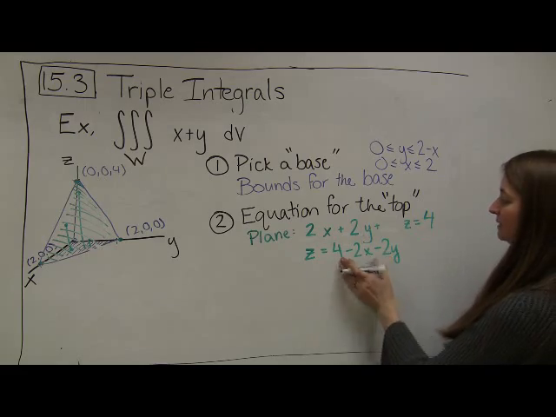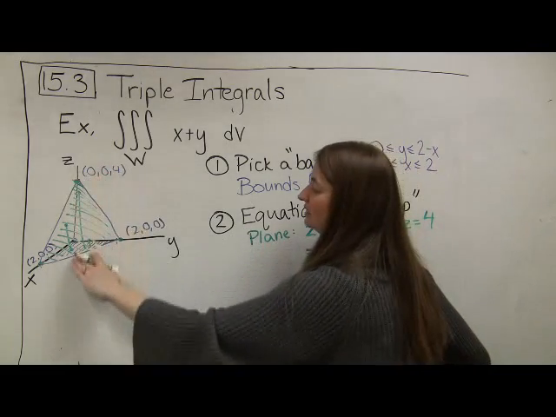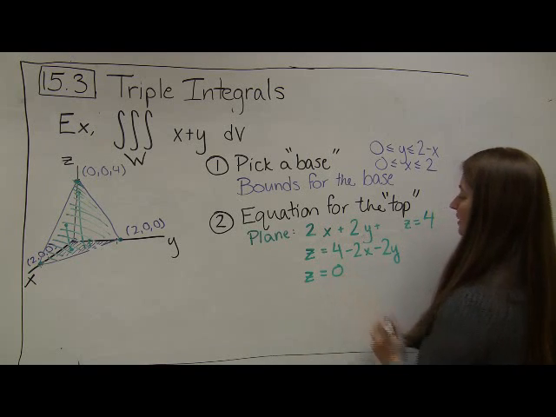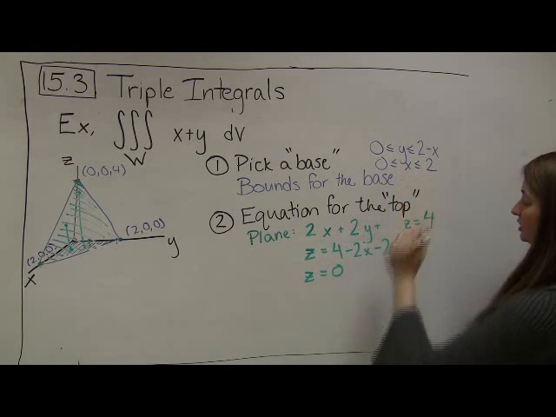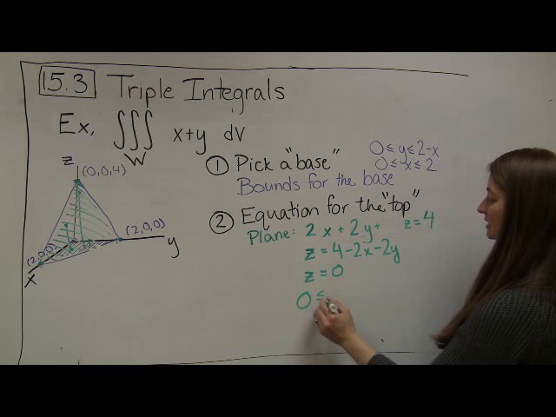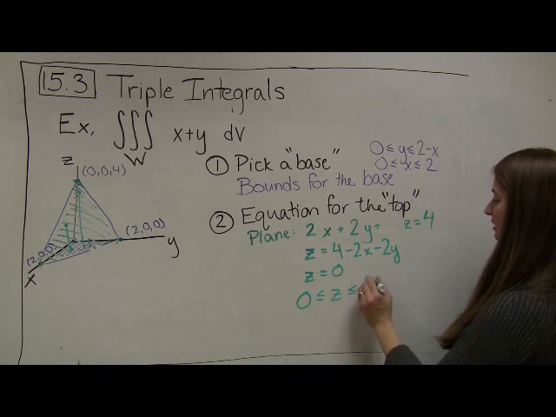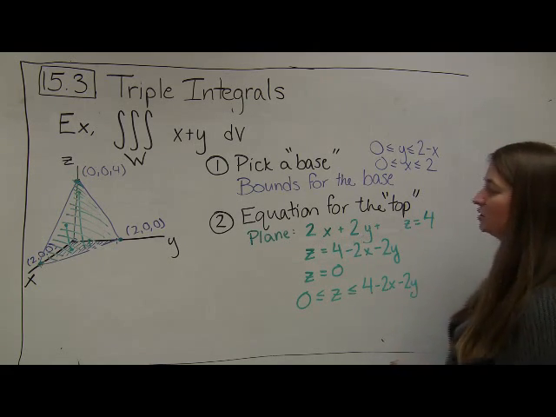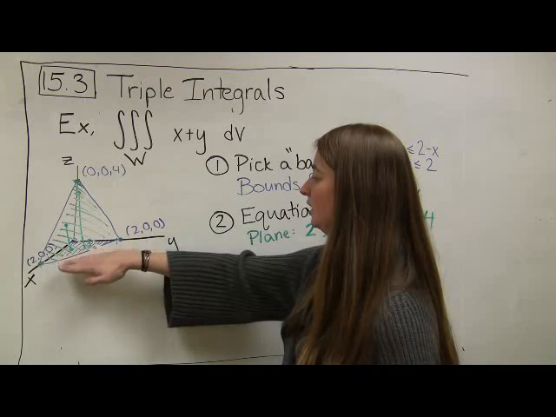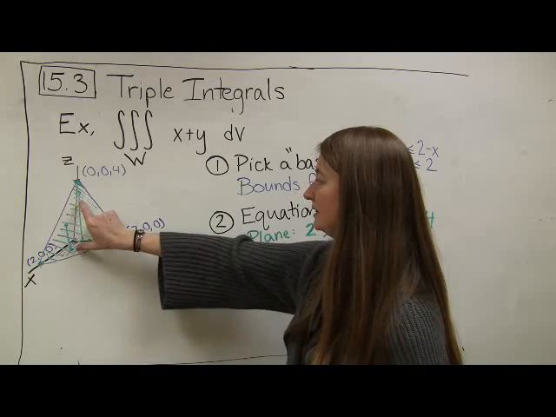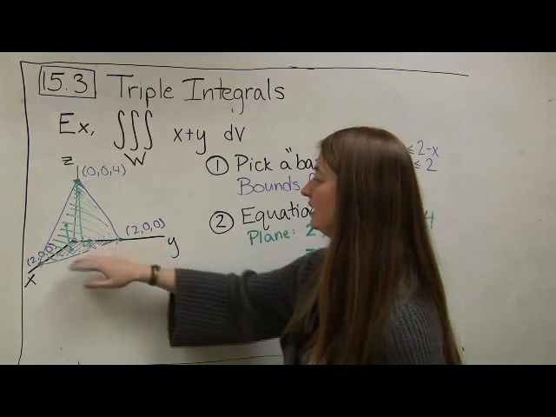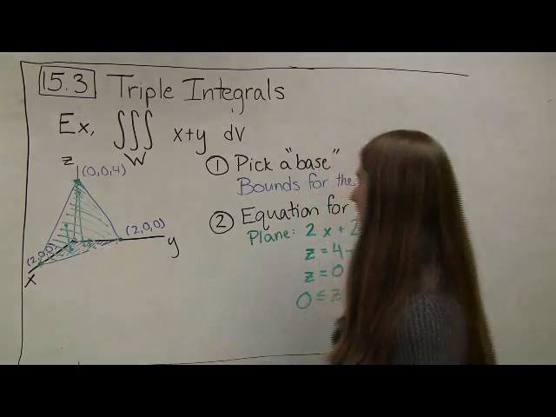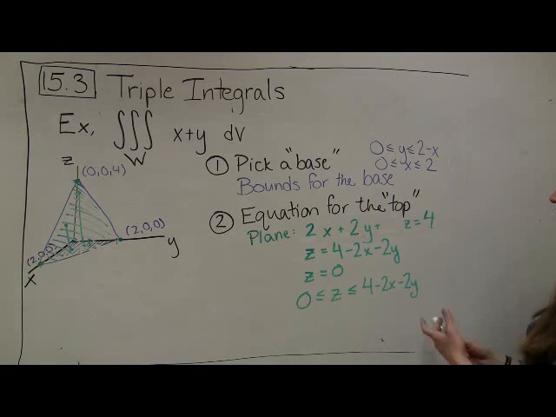This is the top of my plane, and I know that it goes down until I hit the xy plane, so the bottom bound is where z is equal to 0. If I wanted to write this out in the same notation that I had before, it means that 0 is less than or equal to z is less than or equal to 4 minus 2x minus 2y. So I've tracked the heights here going from 0 up until I hit this plane. And I'm only going to calculate it for the points for which I'm within this rectangular region in the xy base. So now I have all my bounds.